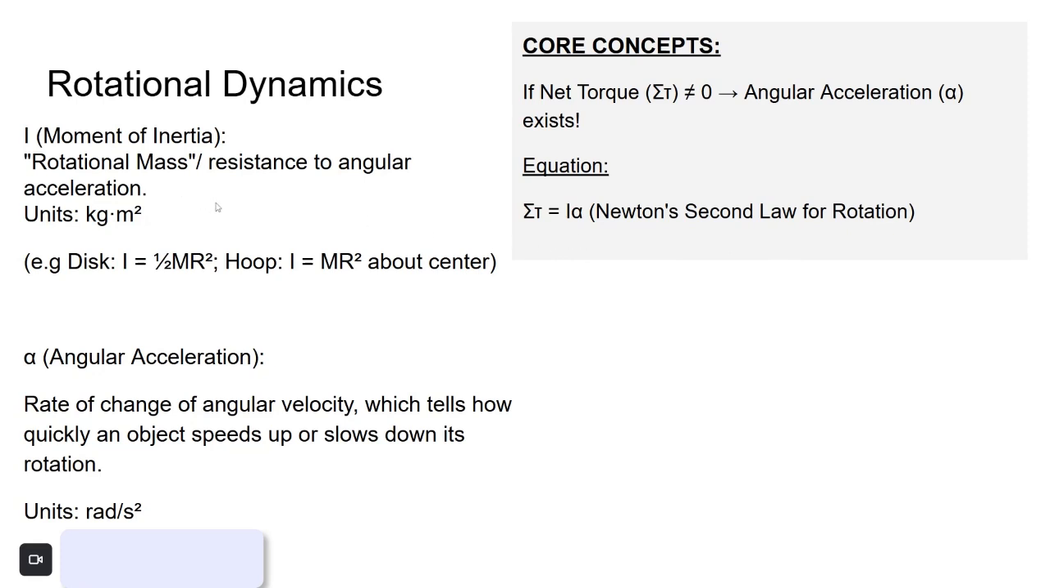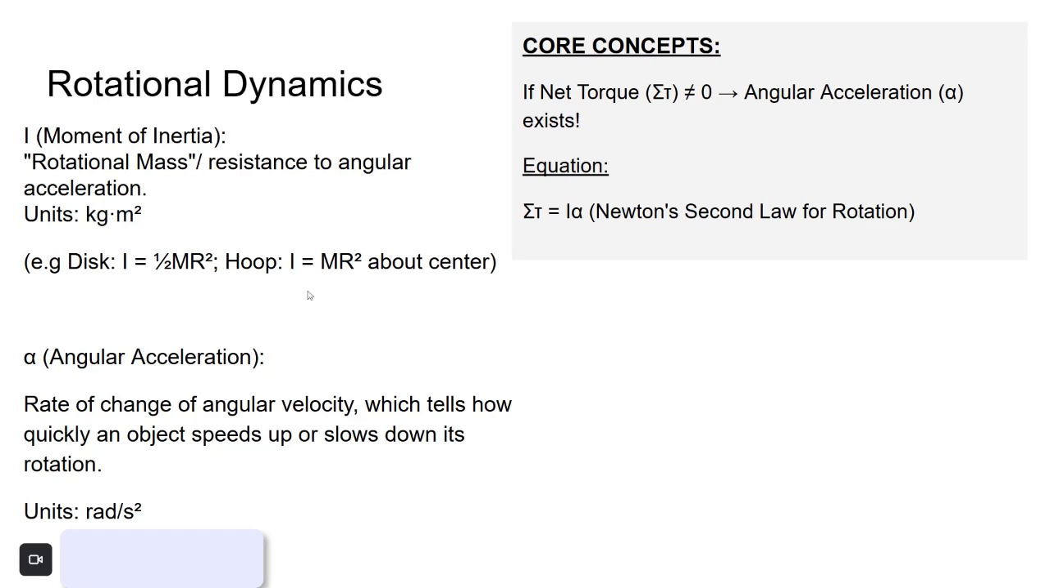Let's break down those terms. So I is just the moment of inertia. Think about this as the rotational mass of an object. It's a measure of an object's resistance to changes in its rotational motion. Basically said, how hard is it to get it to start spinning, stop spinning, or change its spin? Unlike regular mass, the moment of inertia doesn't just depend on how much stuff there is, but critically, how that mass is distributed relative to the axis of rotation. For example, a solid disk rotating about its center has a moment of inertia I equals 1/2 mr squared, while a hoop of the same mass and radius r, also rotating about its center, has I equals mr squared.